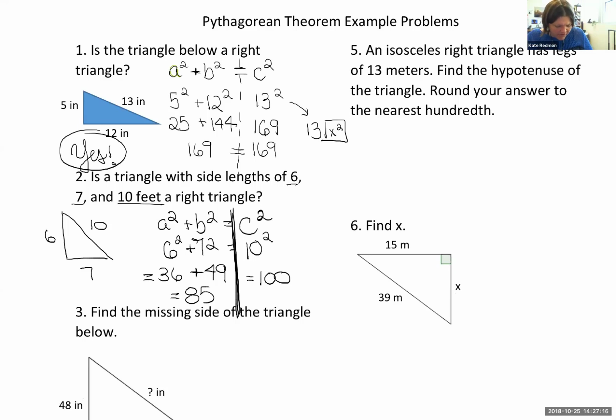No, 85 is not equal to 100. It's not, and I just used the math symbol for not equal to. I don't think you have to have that memorized for the GED, but that's what I'm talking about. 85 is not equal to 100. This triangle did not satisfy the Pythagorean theorem, the relationship between the three sides of a right triangle. So therefore, this triangle cannot be right.